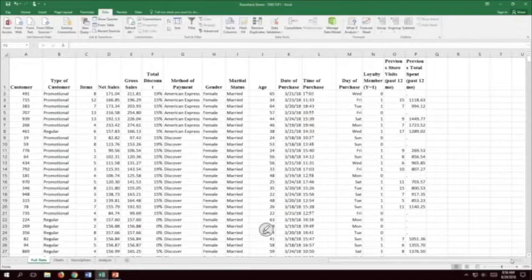I have the time of purchase, so we can know if this happened in the morning or the afternoon. Because I'm really nice today, I even have the day of purchase. I've converted the date to the actual calendar day, Monday through Friday, or I guess Sunday through Saturday. We know if they're a loyalty member, if they've signed up for our loyalty program or not. We know how many times they've been to our store in the past 12 months, and how much they've spent in the past 12 months. We know a lot of stuff.